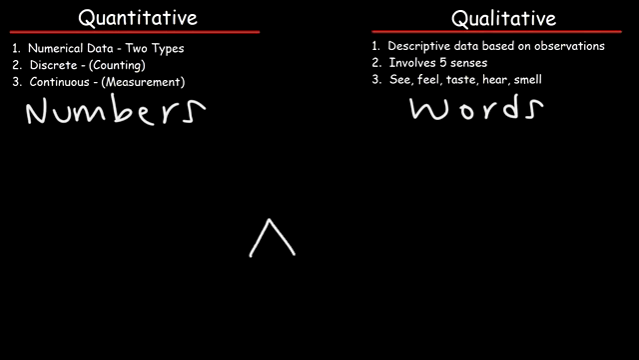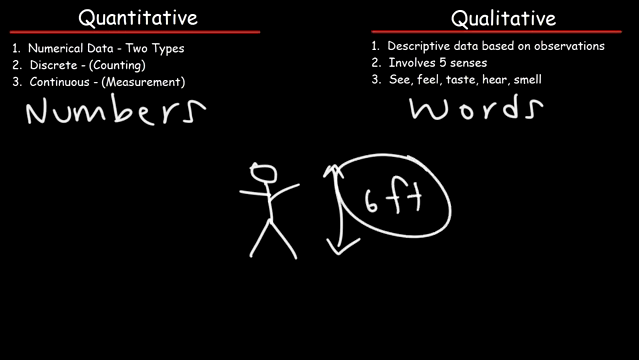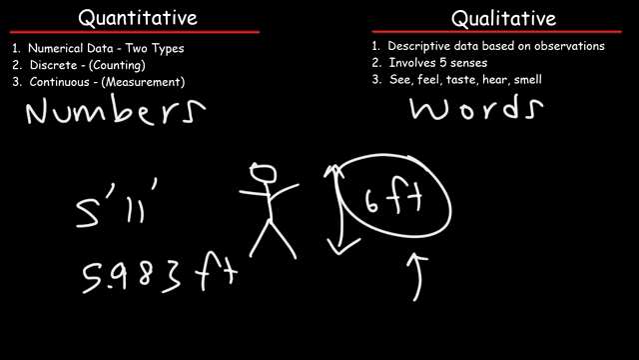Now let's say that Michael is 6 feet tall. So this 6 feet, his height, is it quantitative or qualitative? So we're dealing with numbers. That is quantitative. Now, is it discrete or continuous? We are measuring his height. It doesn't have to be a whole number. He could be 5 feet and 11 inches tall. Or he could be 5.983 feet tall. It doesn't have to be exactly 6. So because this involves measurement, it is a form of continuous numerical data.